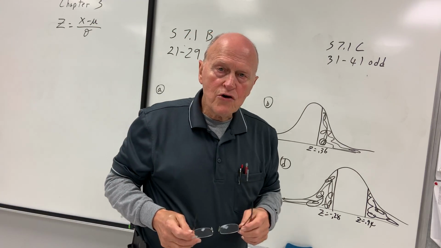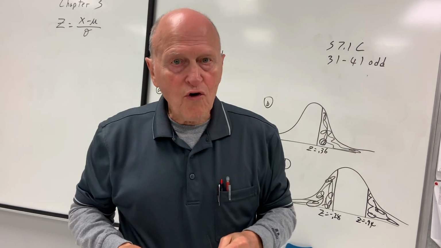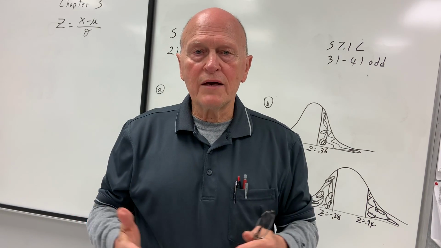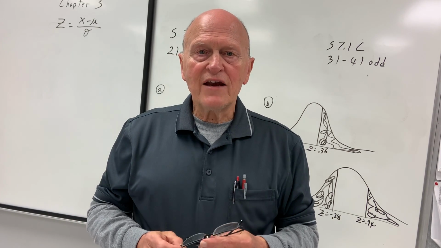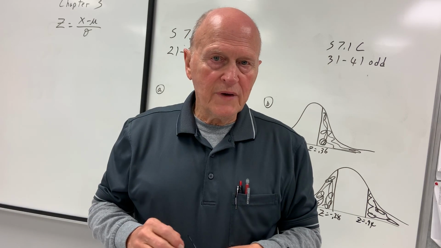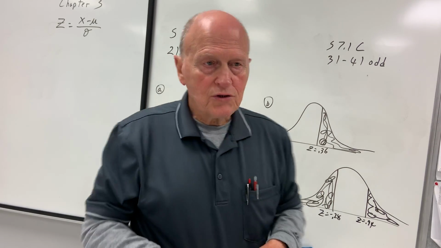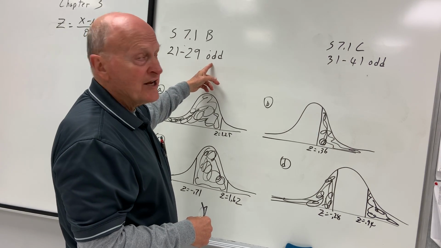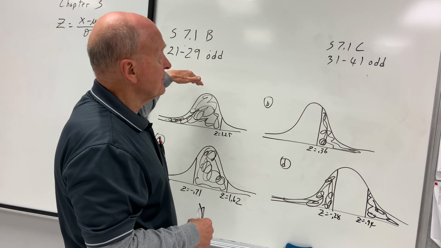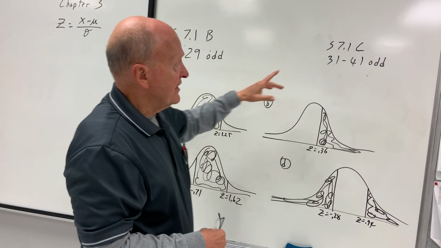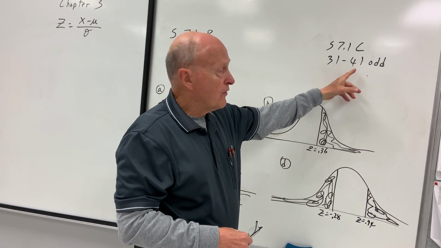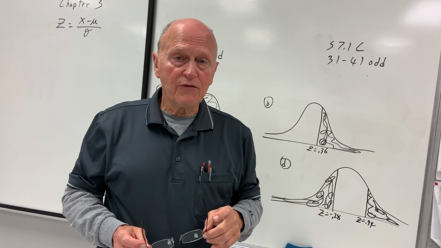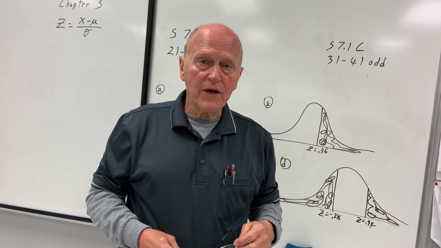Since I talked to you about the standard normal curve in part A, and I said we were going to have two parts, part A, part B, I decided to go ahead and break part B down into two parts. So we're going to do 21 through 29 odd in this lesson, and you'll work that, and then we'll pick up and do 31 through 41 odd. So we'll take this one section and break it into three lessons. I think it'll be a little easier to pick up.